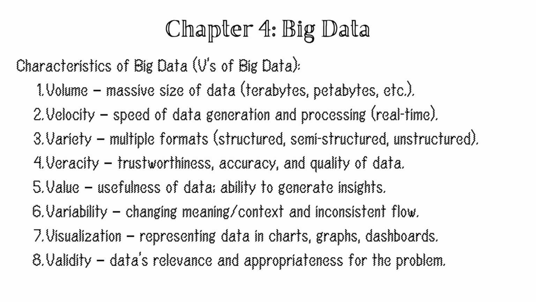Variability means the data can change in meaning or context. For instance, a word like viral could mean something positive in social media but something dangerous in healthcare. Also, data flow may not always be consistent. Sometimes huge spikes happen, like during elections, natural disasters, or global events. Organizations must handle this changing and unpredictable nature of data.